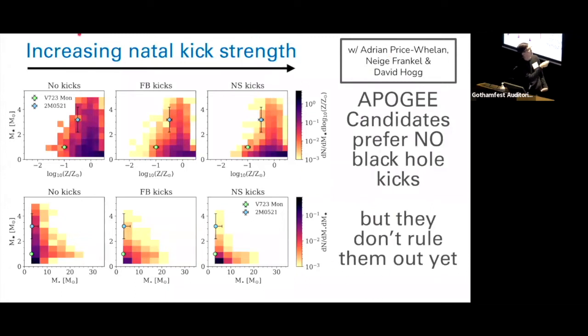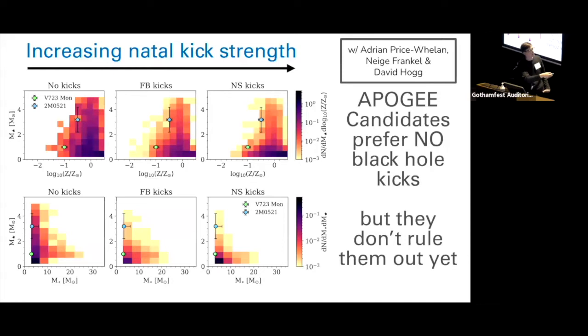Our punchline here, actually, one other thing that I should say is each of these, we run it for each of three models. And what matters for you is that each model has increasing natal kick strength when you form black holes. What that ends up doing basically is decreasing the number of black hole plus bright star companions as you increase in kick strength. That's because the kicks unbind the binary.